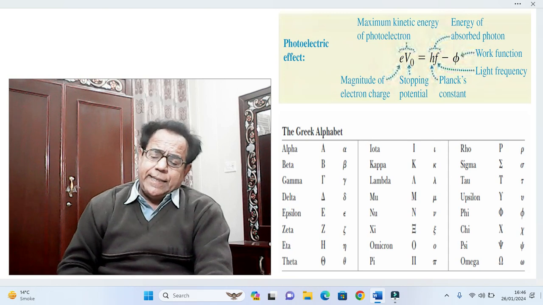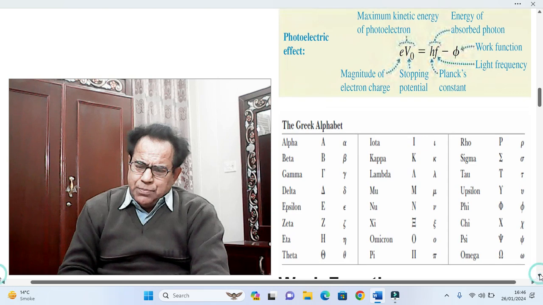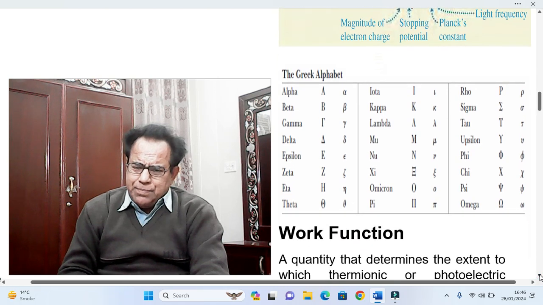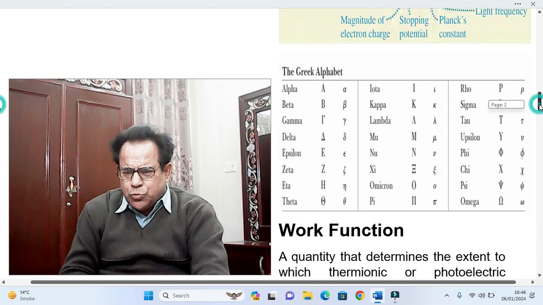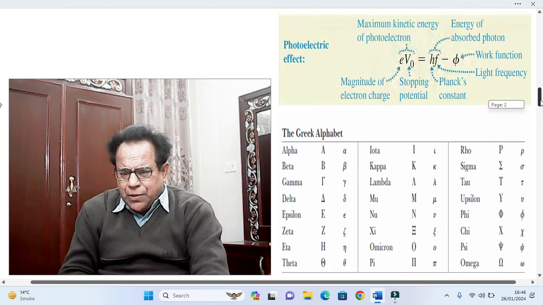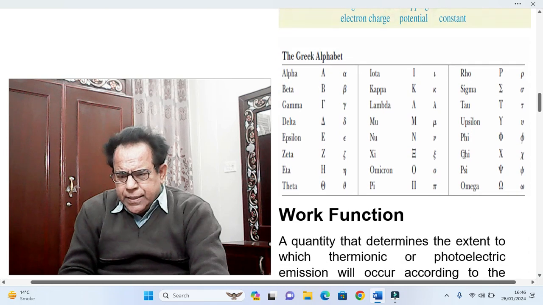Dear students, next is the table of Greek alphabets. The purpose of this table is just to ensure that we are pronouncing Greek alphabets rightly. Here this symbol is called phi. This symbol is called phi, and psi is also to some extent similar to this.